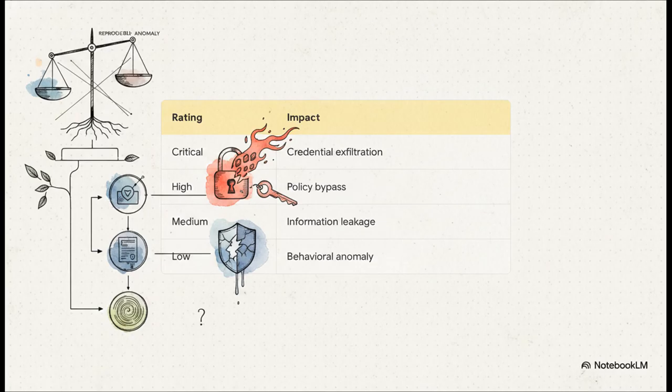You rigorously classify every result using these 4 severity ratings. Low means an anomaly popped up, but there's no direct impact. Medium means you've got information leakage. High means you've successfully achieved a policy bypass. And critical? That means credential or data exfiltration is actively possible. Using these labels consistently is basically the only way your remediation teams will know what to prioritize.